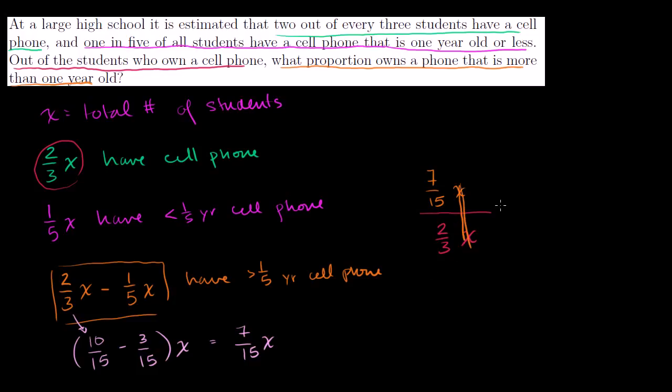And we are left with, this is equal to 7 over 15 times the inverse of the denominator, right? When you divide by 2/3, that's the same thing as multiplying by 3 over 2. And what is this equal to? Divide by 3, divide by 3. We are left with 7 over 10. So of the students who own a cell phone, 7 out of 10 own a cell phone that is more than 1 year old. And we are done.